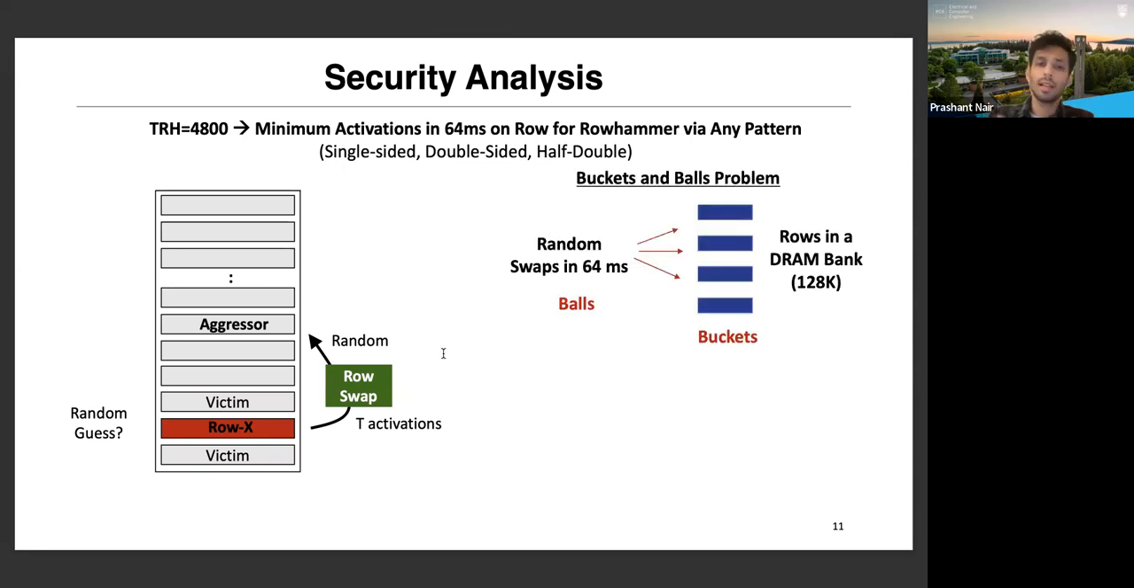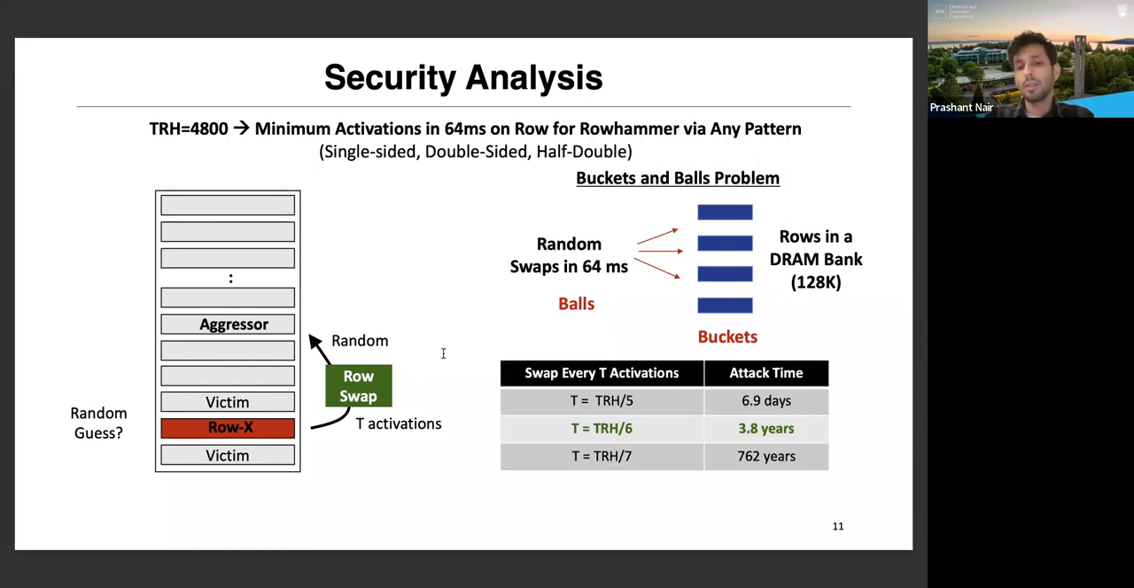So we model this as a bucket and balls problem, wherein the random swaps are the balls and the number of rows in the bank are the buckets. In our system, we had 128K rows in a bank. So we had 128K buckets, and we had balls that are determined by the value of T.